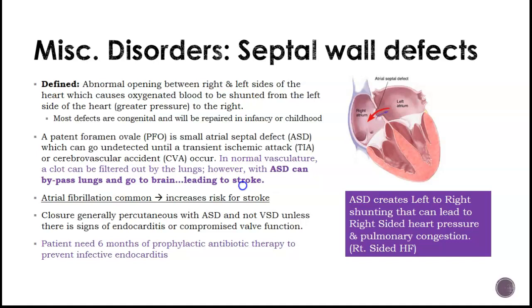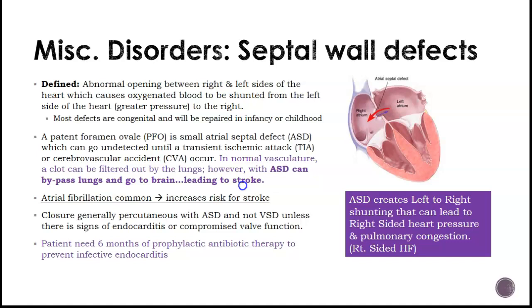Atrial fibrillation is typically common, and patients who have that are going to be at high risk for stroke. Because remember, again, in atrial fibrillation, if the heart is quivering, you don't have the same movement of the blood, and so you can have some stasis, which can lead to clot formation.